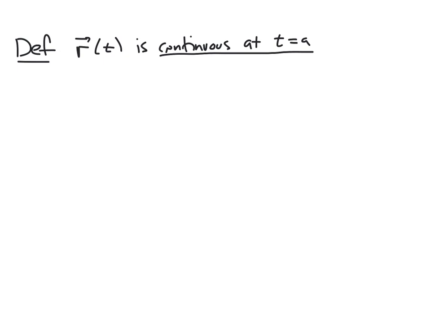So once we have limits defined for vector functions, we can easily define continuity. All right, so we're going to say that the vector function r of t is continuous at the value t equals a. So we're going to define continuity at a point first. And that's going to be defined to be the case if the limit as t approaches a of r of t is equal to r of a.